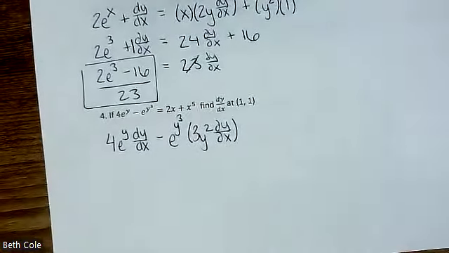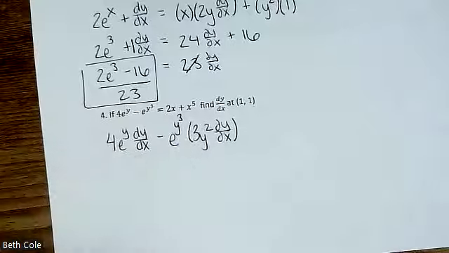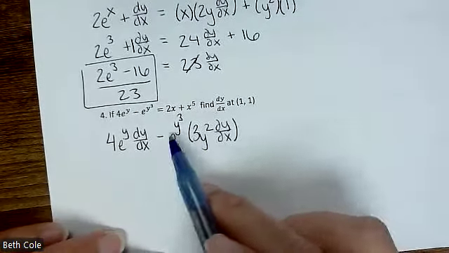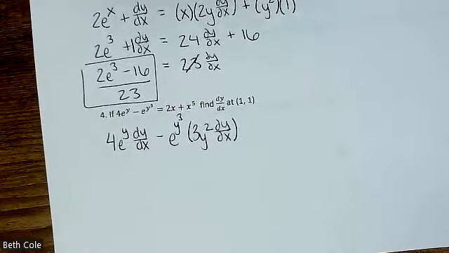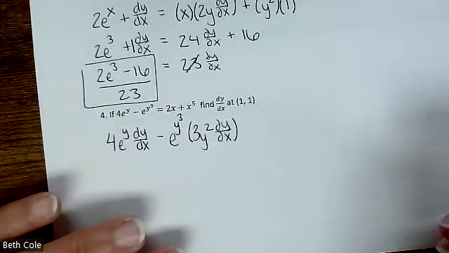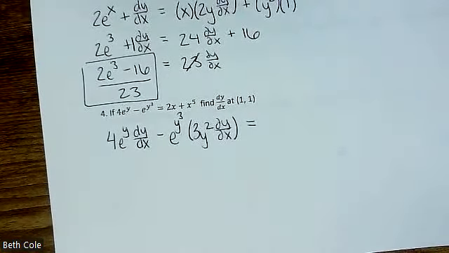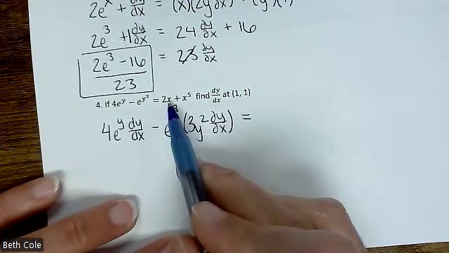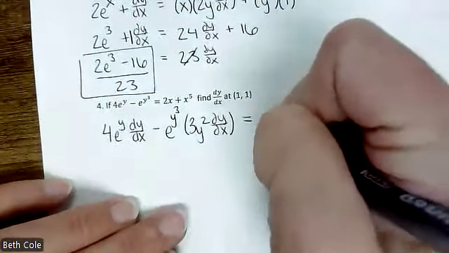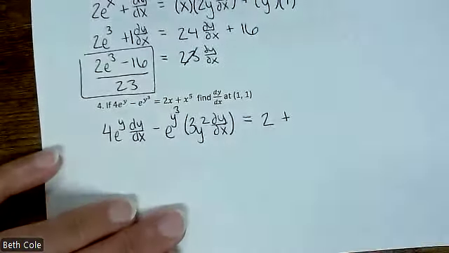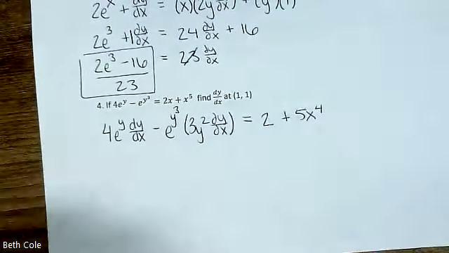Personal preference: if you want to put the 3 out front here, that's fine too. And then that part would just be y squared. However you want to write it, it means the exact same thing. Where am I at? Equals. Sometimes I get lost in these problems because it looks like the alphabet threw up on your paper. All right, equals, derivative of 2x, just be 2 plus 5x to the 4th.